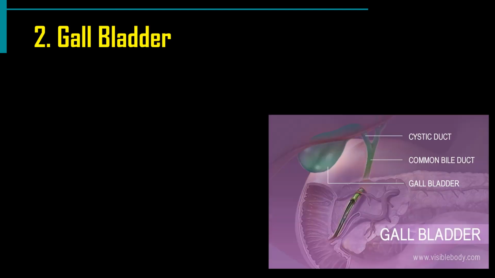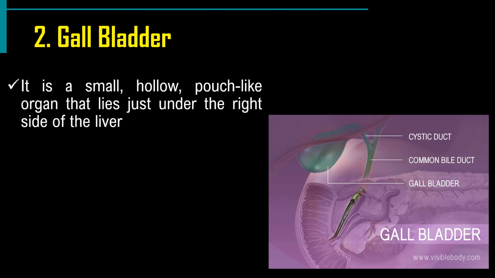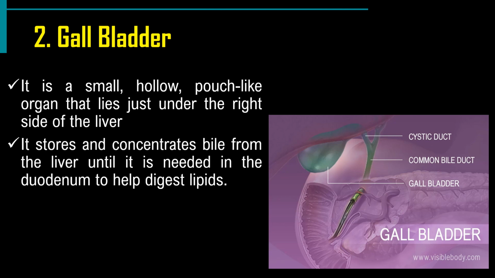The second one is the gallbladder. In terms of structure, it is about 8 centimeters long and shaped like a tapered sock with the open end continuous with the cystic duct. It stores and concentrates bile from the liver until it is needed in the duodenum to help digest lipids. The gallbladder may store between 30 to 60 ml of bile. If the bile is not immediately needed for digestion, it flows up the cystic duct to the gallbladder.